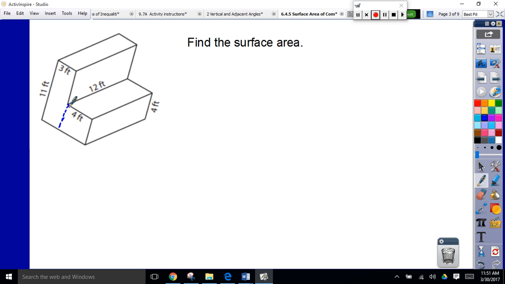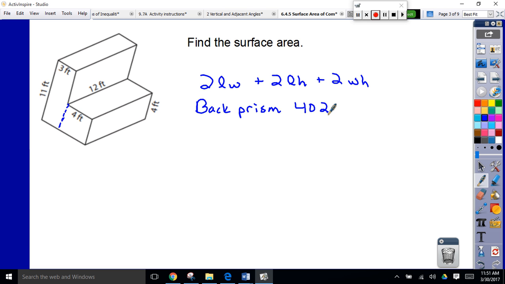402, good. And I saw some of you were trying to use the PW plus 2B formula, and you can use that for any prism, but don't forget you also have the rectangular prism formula where you can do 2 times length times width plus 2 length height plus 2 width height. Don't forget you can use that. That might be a little easier. So when you do that, the back prism has a surface area of 402. Okay, the front prism, Kayla, had what?